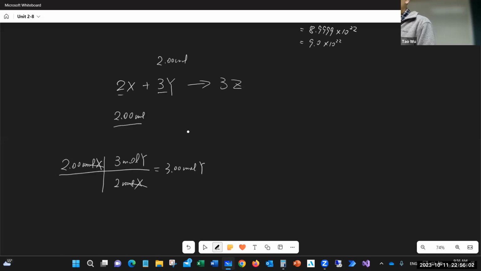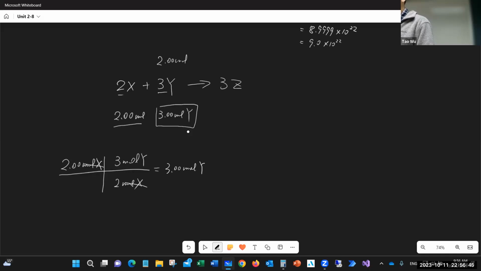In other words, if we use up all the moles of X, we should use up 3 moles of Y. And actually, just based on this, you will already figure out what the limiting reagent is. Because think about it, if I use 2 moles of X, I need to use 3 moles of Y. How many moles of Y do we have? We have 2 moles of Y. So that's impossible for this reaction to consume 3 moles of Y. That makes sense, right? Because we only have 2 moles of Y in this reaction. So 3 moles of Y is impossible to be consumed.